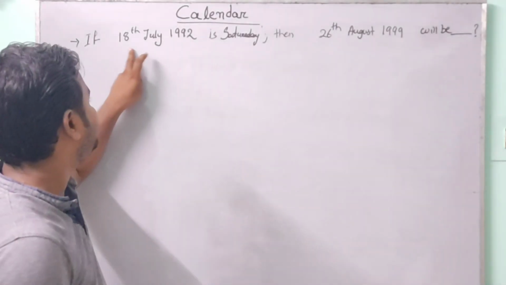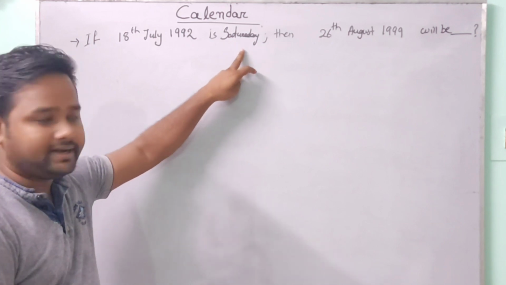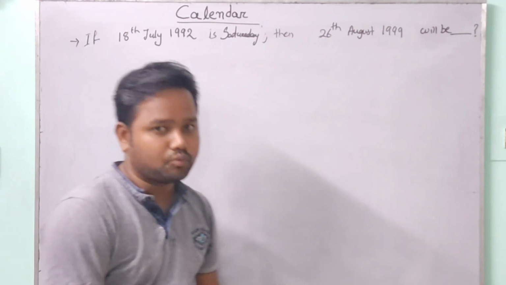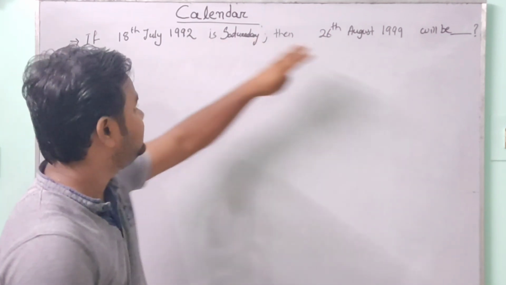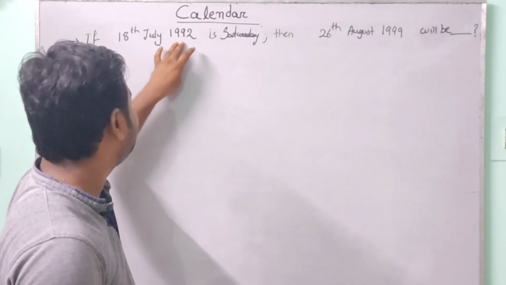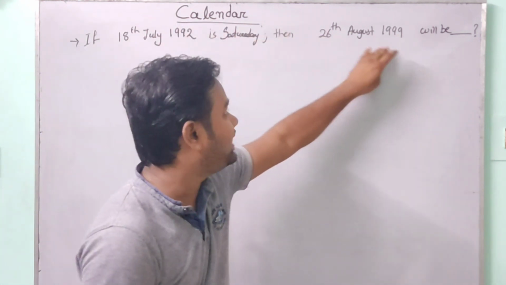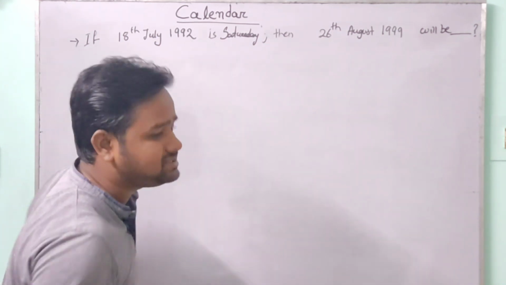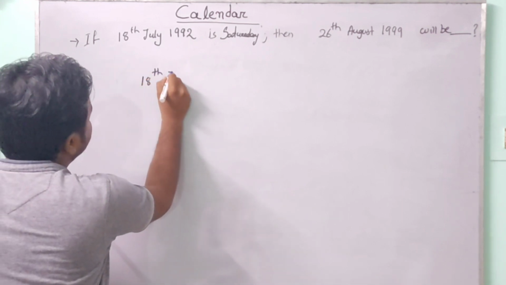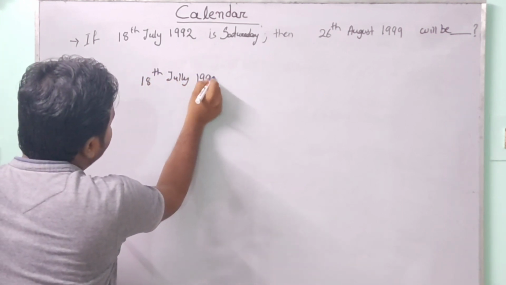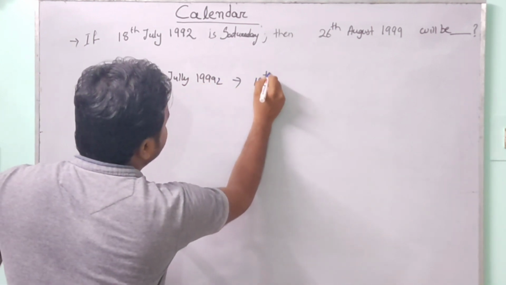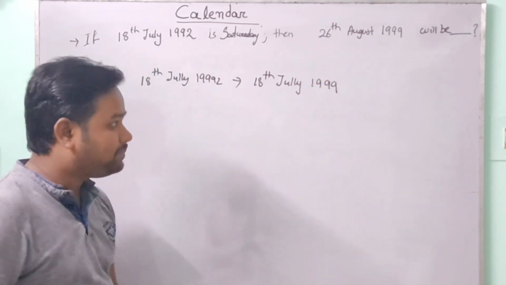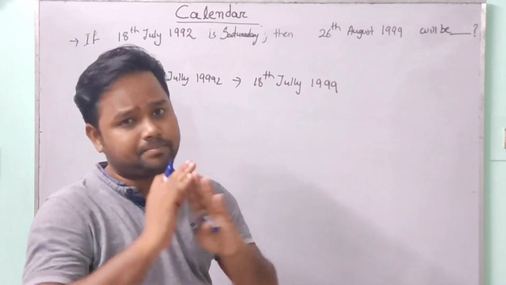The question is given. If the 18th July 1992 is Saturday, then 26th August 1999 will be which day? Here we have to split this year range. That means from 1992 July 18 till 1999 August 26. First we have to do this year the same date. That means first we have to check 18th July 1992 till 18th July 1999. That means this year the same date we have already checked.